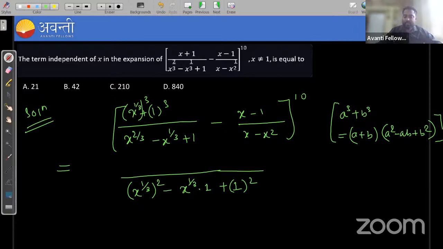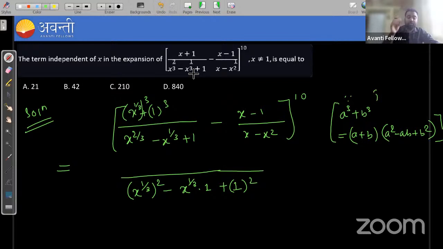Yes, JNB Karimnagar, actually we are solving a question in which it is asking to find the term which is independent of x, right? The given expression is like this, and in the denominator of the given expression we have x to the power 2 by 3, x to the power 1 by 3 plus 1. We know what is the identity: a cube plus b cube is a plus b into a square minus ab plus b square. So we are just applying this to simplify the given expression.